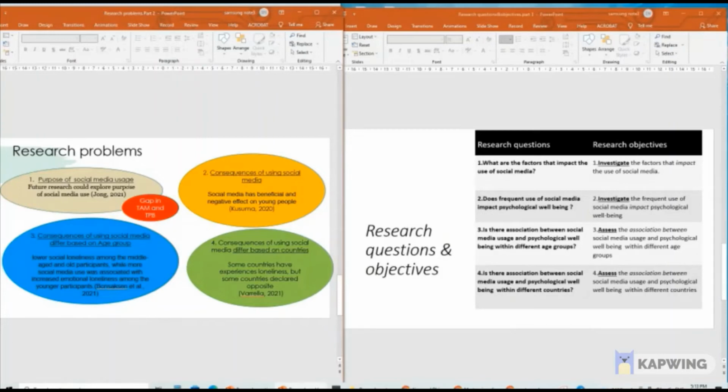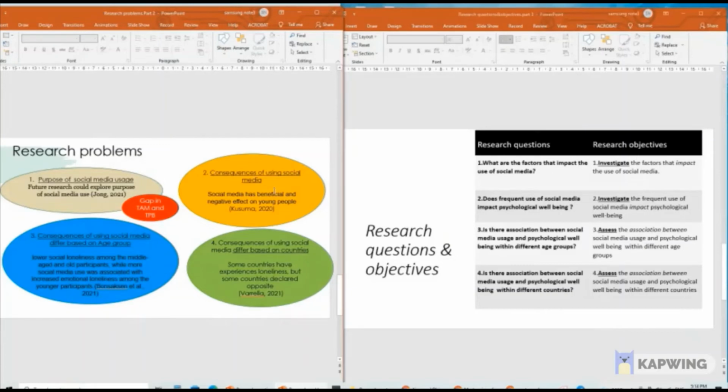If you look at the first research problem, the existing researchers are recommending future researchers to look into it: what is the reason why people are using social media? So in this case, your research question is, what are the factors that impact the use of social media? Your research objective will be to investigate the factors that impact the use of social media, or identify the factors that impact the use of social media, right?